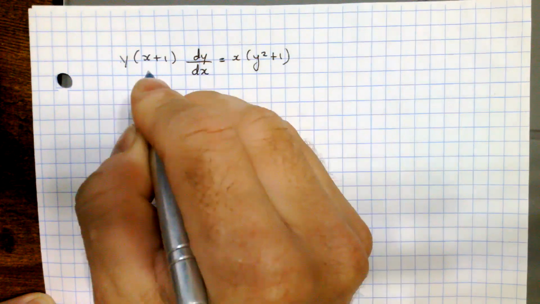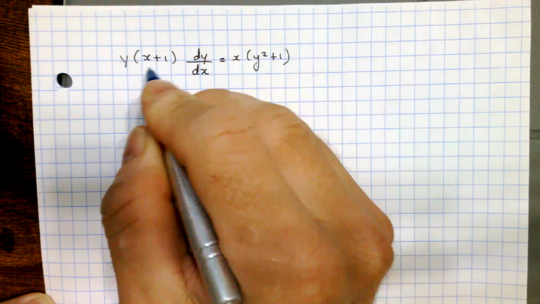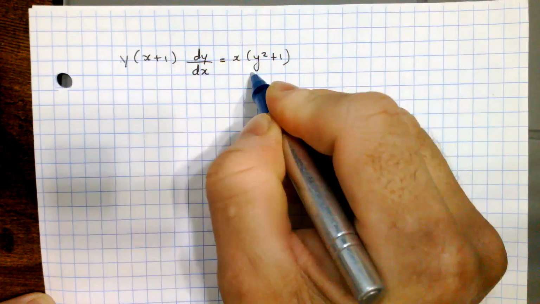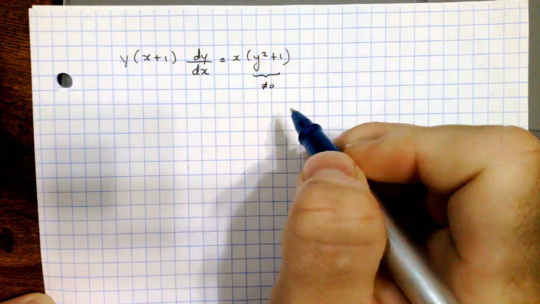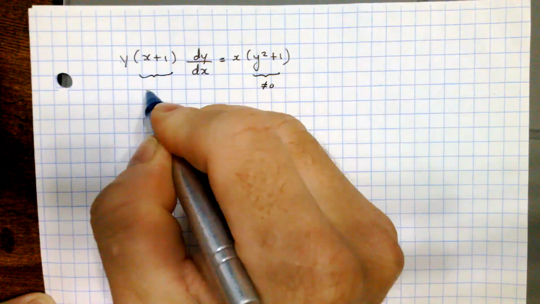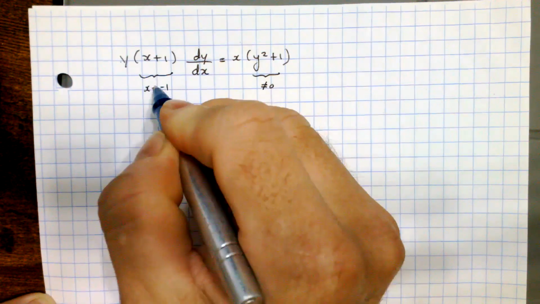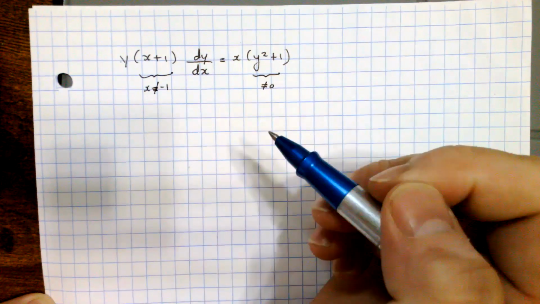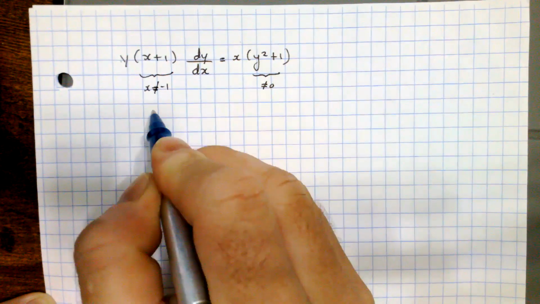So I'm going to divide this side by x plus 1. I'm going to divide this side by y squared plus 1 to both sides. In doing so, you'll want to note that this term right here cannot equal 0 for all real values of y. However, if x is equal to -1, this is equal to 0. So in doing this step, we're going to say that x can't equal -1, so that way we don't divide by 0. Otherwise, we're going to go ahead and write this out.